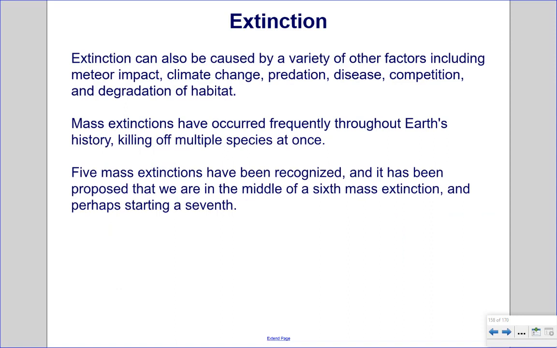Extinction can be caused by a variety of other factors, including meteor impact, climate change, predation, disease, competition, and degradation of habitat. Mass extinctions have occurred frequently throughout Earth's history, killing off multiple species at once. 5 mass extinctions have been recognized, and it has been proposed that we are in the middle of a 6th mass extinction, and perhaps starting a 7th.